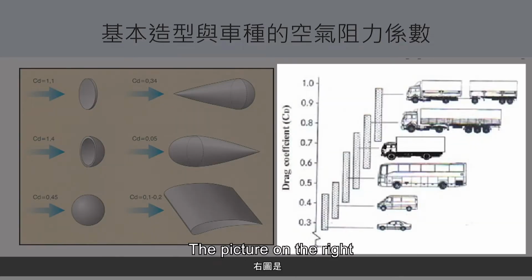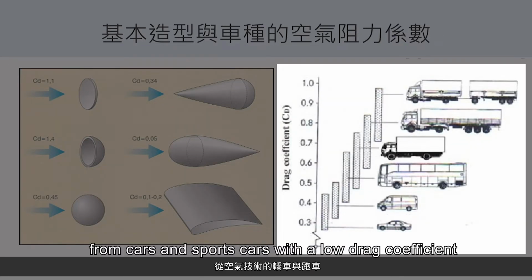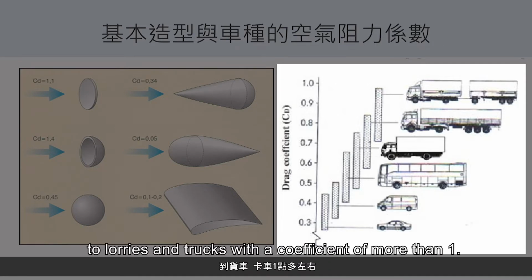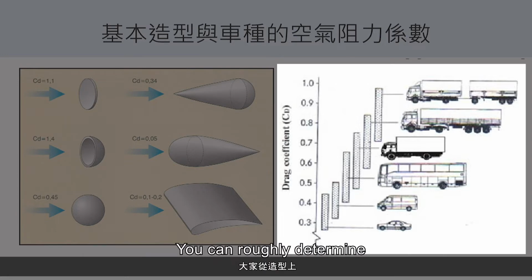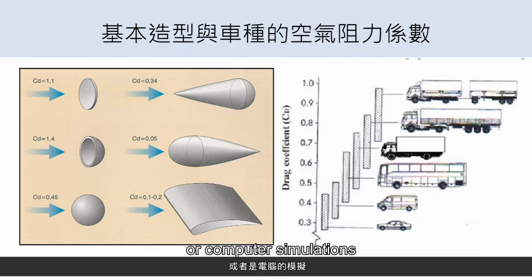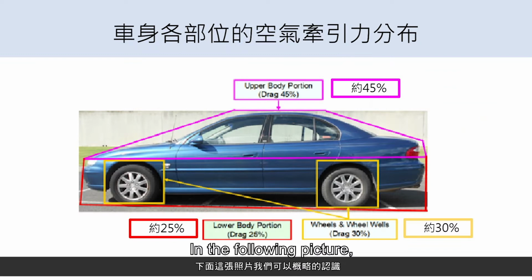The picture on the right shows the different vehicles on the road, from cars and sports cars with a low drag coefficient around 0.3 to lorries and trucks with a coefficient of more than 1. You can roughly determine the drag coefficient based on the shape. However, the actual drag coefficient value requires a lot of measurements with scientific instruments or computer simulations to obtain more scientific-based data.